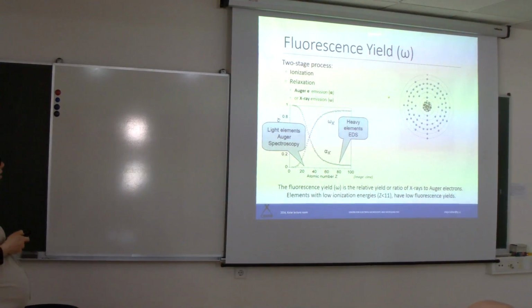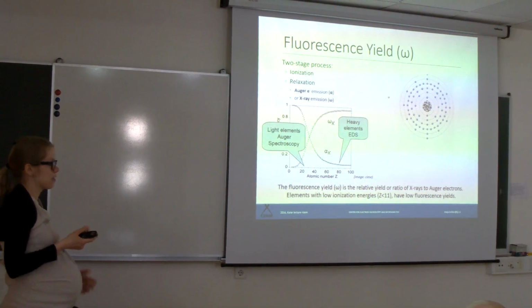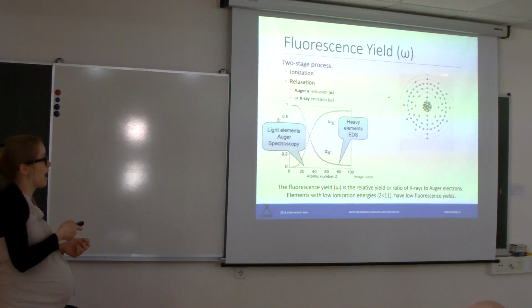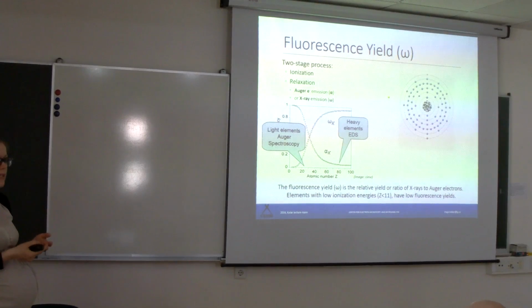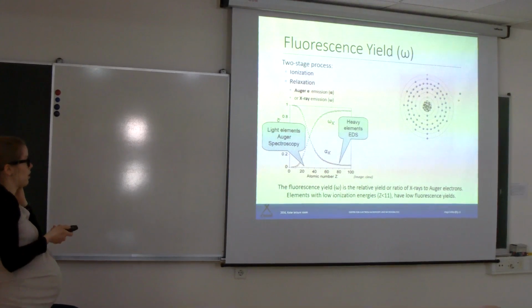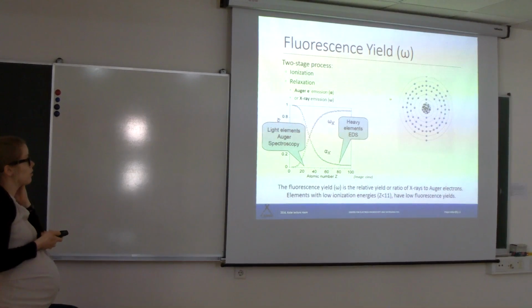Fluorescence yield, you may have heard of it. When you're ionizing, your atom will relax. And how it will relax, you have a two-stage process in which you have a competition between Auger electrons and characteristic X-ray production. We already have seen how the characteristic lines are produced, and the Auger is the outer electron.